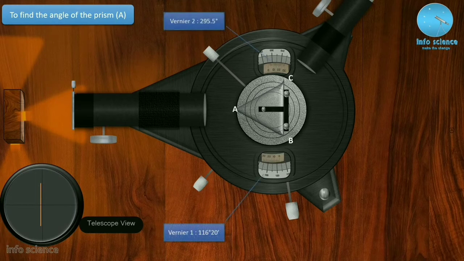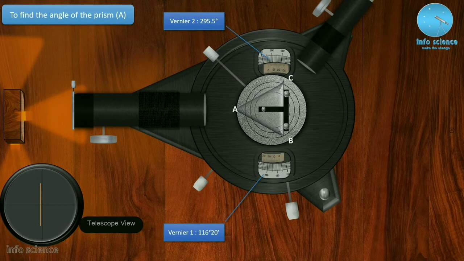So in this experiment, for the AC side, we are getting the vernier 1 reading as 116 degree 20 minute, and vernier 2 as 295.5 degree respectively. So note these values to the second phase column. So our first experiment is over. First part of this experiment is over.